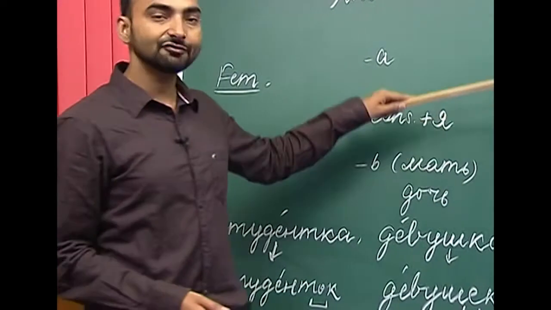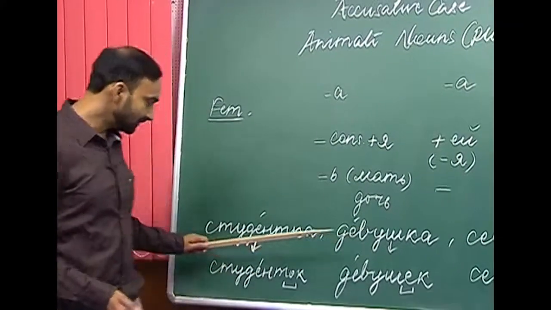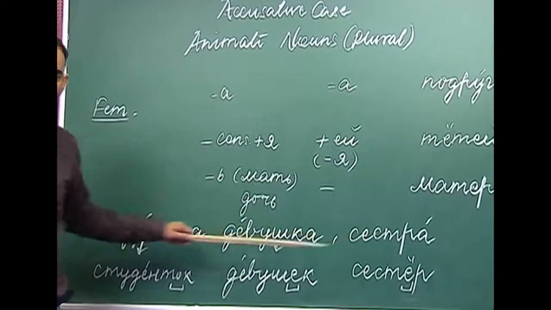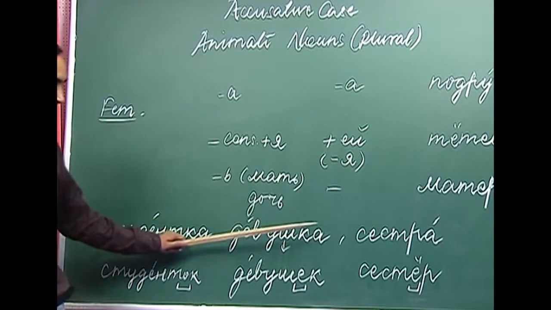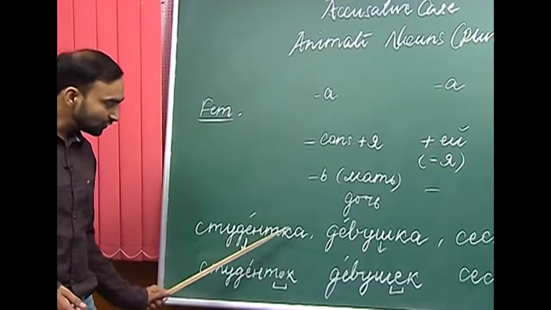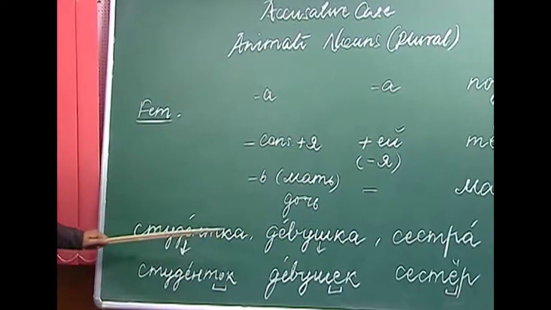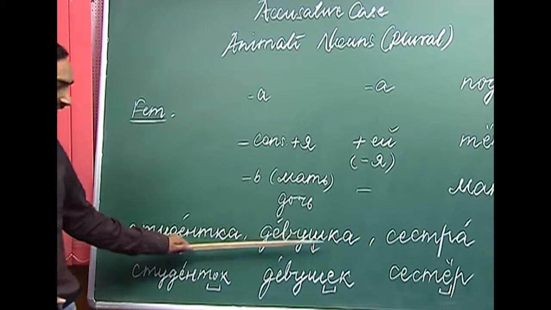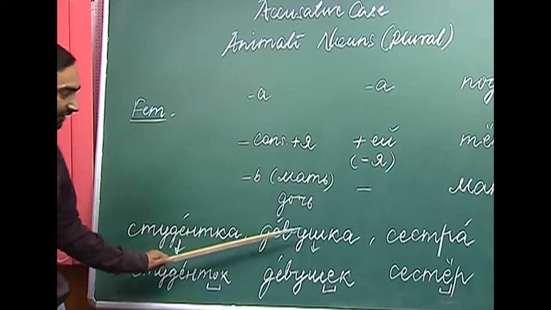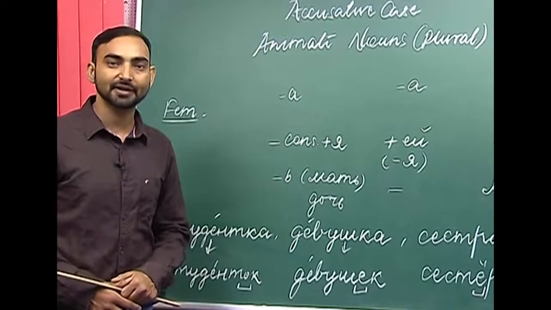Now, let us go back to the first ending a. So, what will happen when we have nouns such as studentka, dievushka and sistra? Studentka, a female student, dievushka, a girl, and sistra, sister. If we remove the ending a from all these three nouns, what do we get? We get studentk, devushk, sistr. So, as you can see, there is a cluster of consonants at the end. That is why it is very difficult to pronounce them.